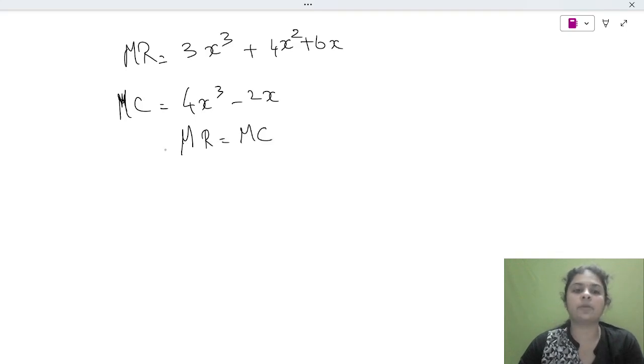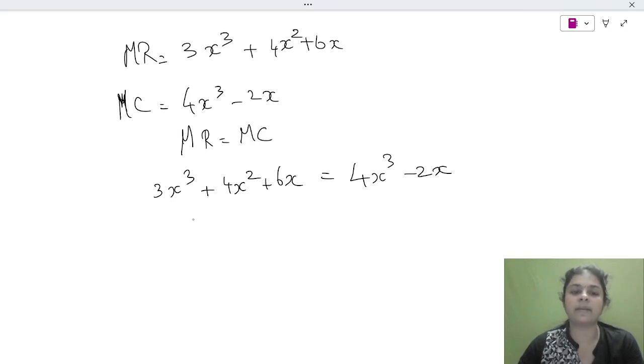So now if you equate MR is equal to MC, the values will be in cubes. So 3x cube plus 4x square plus 6x is equal to 4x cube minus 2x. Now if you simplify, we can say x cube minus x cube, plus 4x square, 6 plus 2 plus 8x is equal to 0. Correct? Are you with me till this?